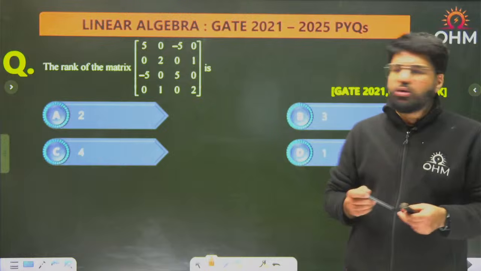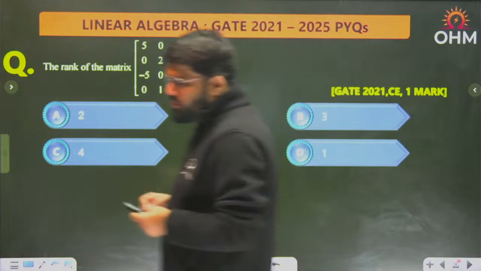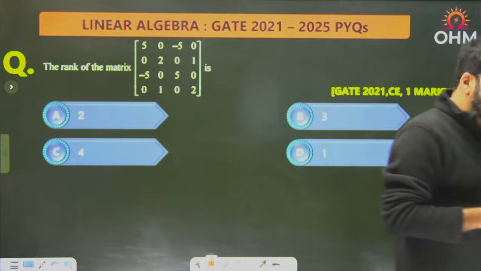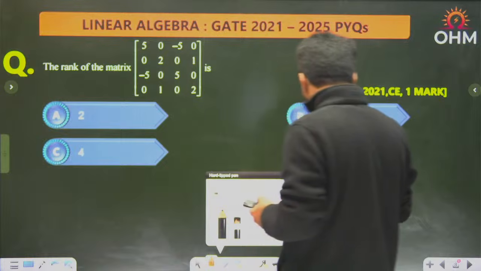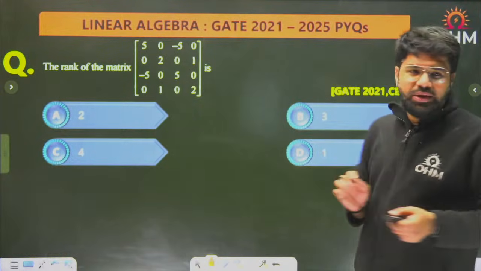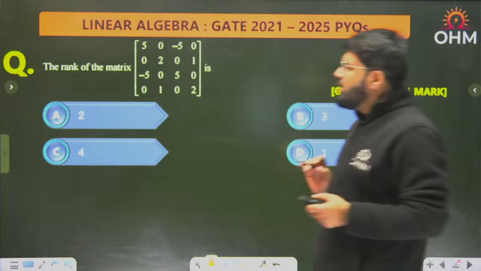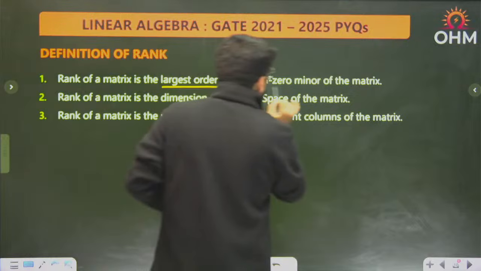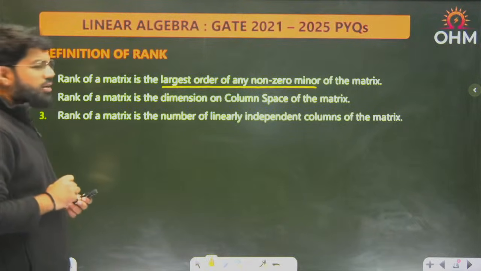Starting with this one, come on. What is the rank of this matrix? GATE 21 civil 1 mark question. If you have to find the rank of this matrix, let's quickly review the rank definition. I want to take this as a review session as well, not just keep non-stop solving questions. Normally, the rank of the matrix is the largest order of non-zero minor of the matrix.